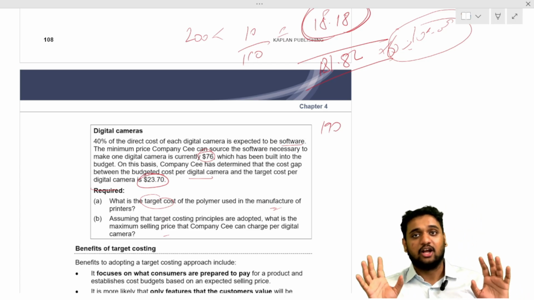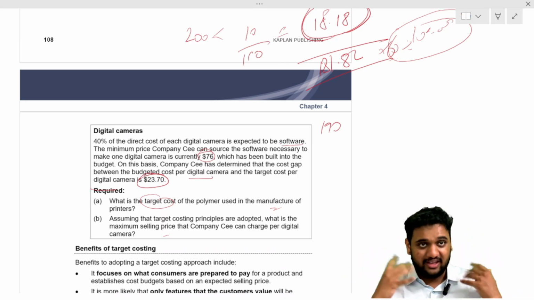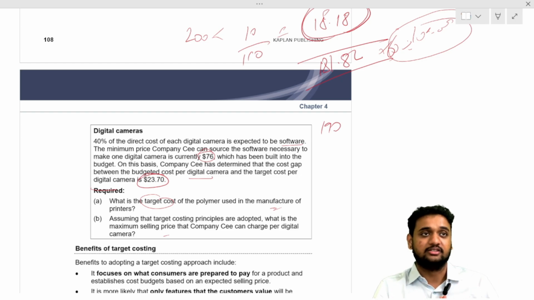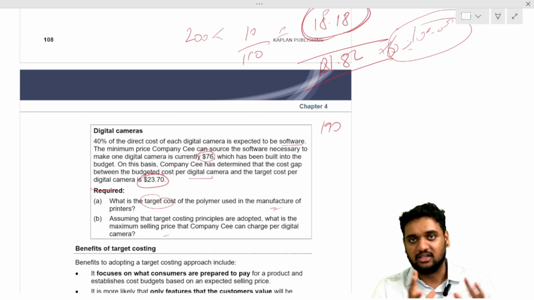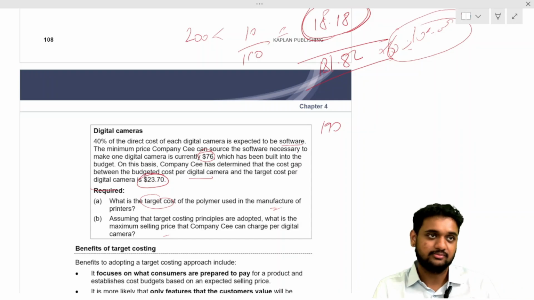190 is not the target cost. 190 is what we can source the cost for. What is our cost? 190 is not the target cost. 190 is our cost. Understood? Our cost.